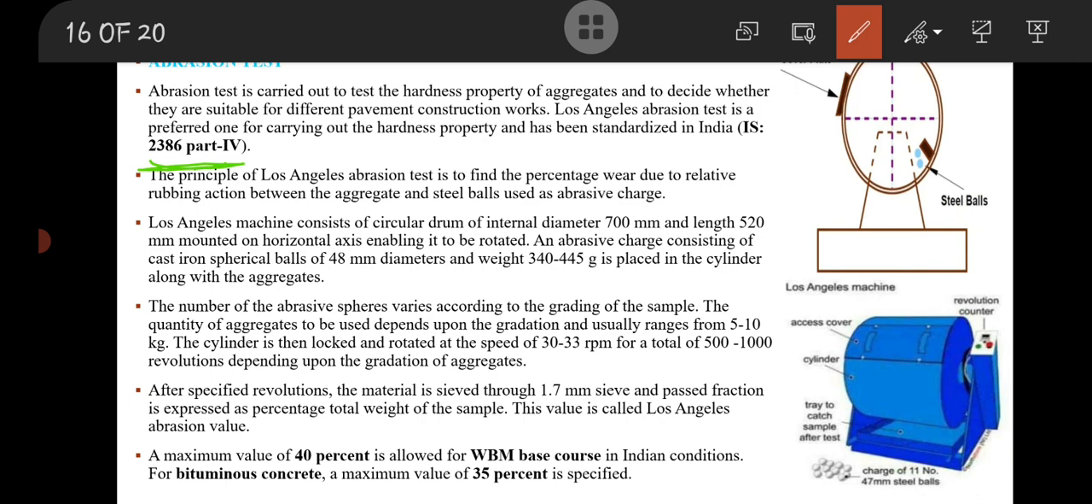And this machine is fitted with a drum of 700 mm length and a diameter of 520 mm. In that drum, 48 mm size steel balls, 7 or 11 or 12 in number, having a weight of 340 to 445 kg, are placed. Then the drum is rotated at a rate of 30 to 33 rpm for a total of 500 to 1000 revolutions.